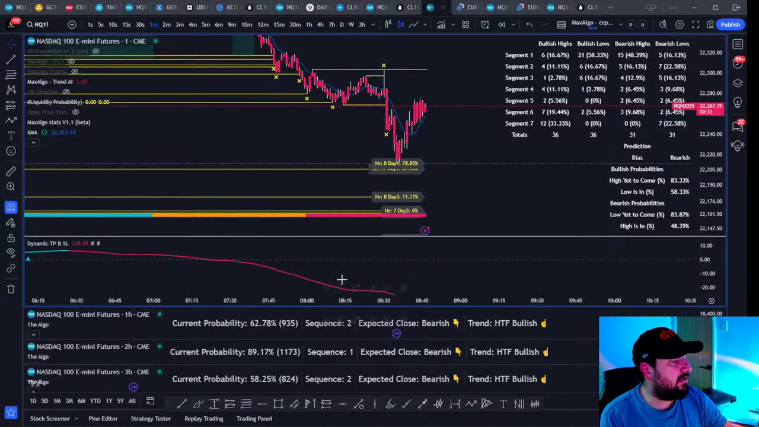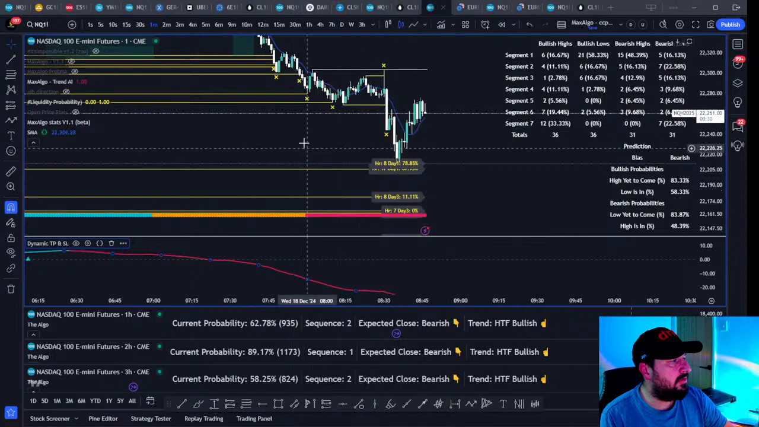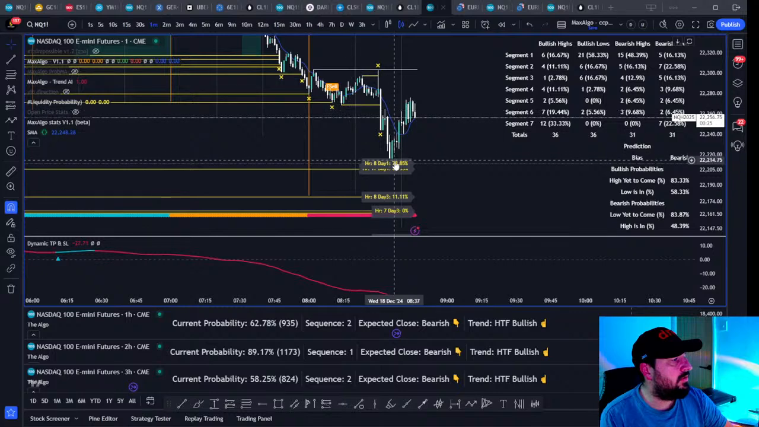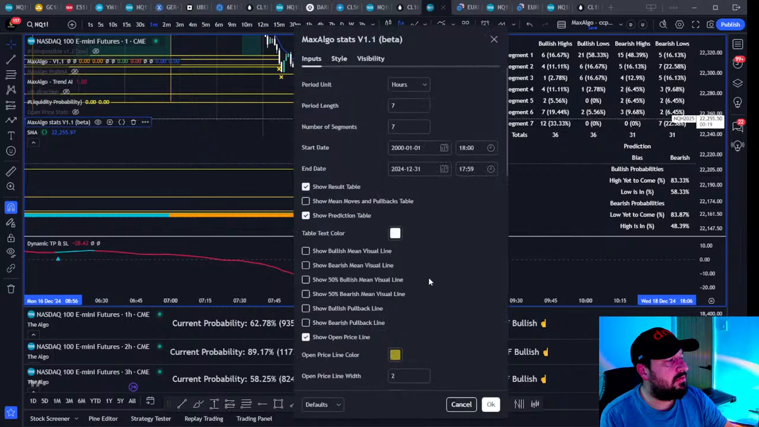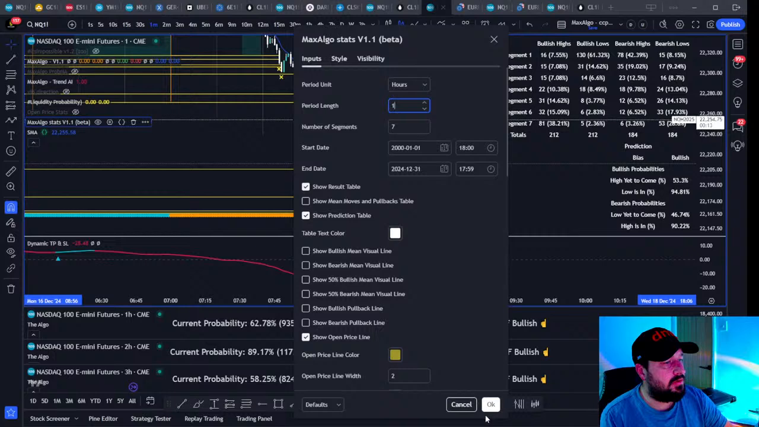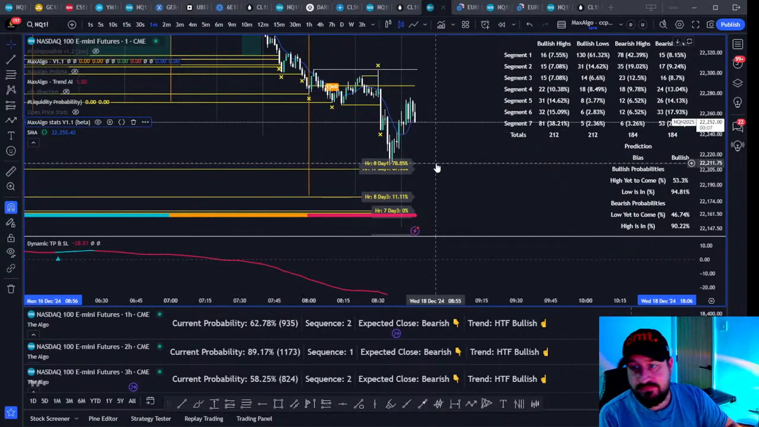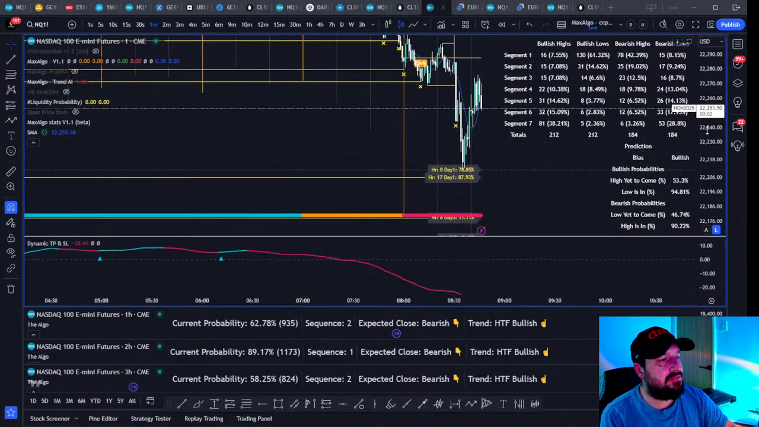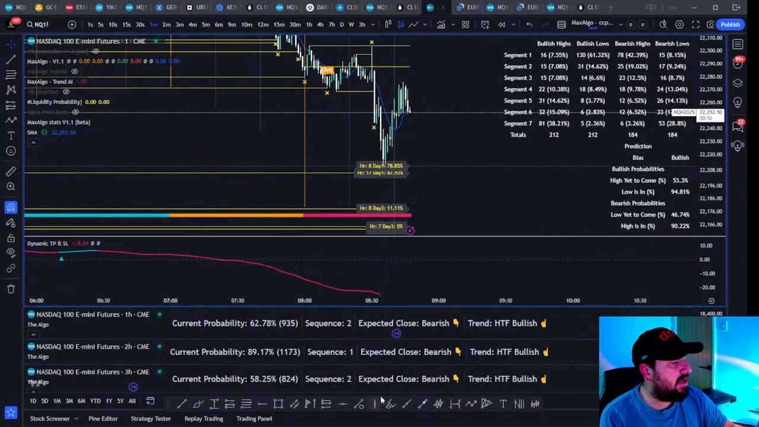Let me just turn bar color off. We've got a 46% probability of another low. 46 minutes. And we've got that level there, right? Feels like a tap to me. Feels like we might just tap.